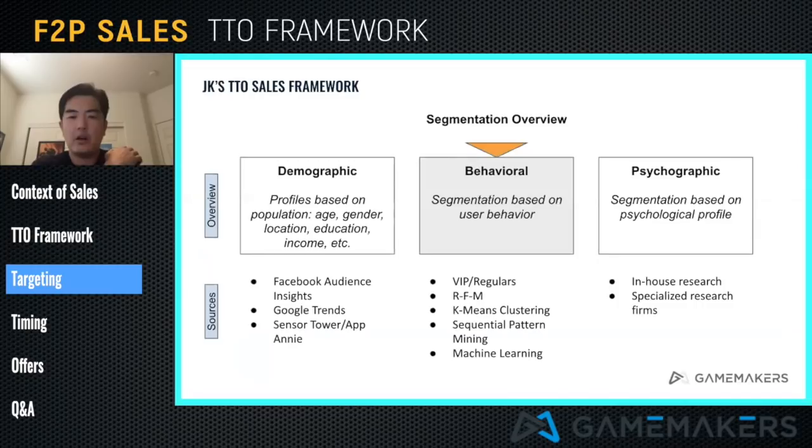And also taking a higher level view in terms of segmentation, I would say there are 3 high level ways of doing segmentation. One is demographic, meaning profiles based on type of population, age, gender, location, things like that. Behavioral, which is segmentation based on user behavior, which is what I'm going to be talking about. And there's also psychographic, which is segmentation based on psychological profile. And again, the basis of what I'll be talking about in the next few slides is more focused around this behavioral segmentation.